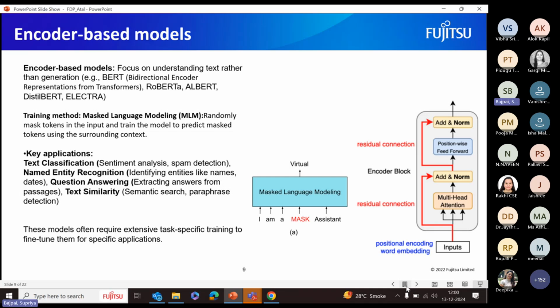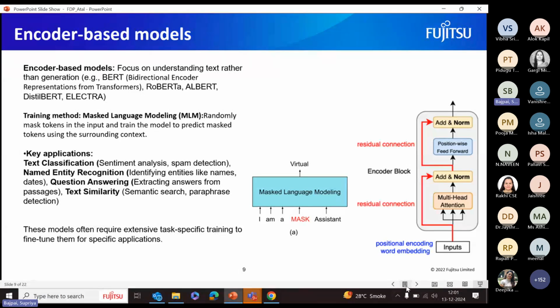Next is text similarity, which is for checking how similar two pieces of text are. Basically, this is done by semantic search. Semantic search means finding similar lines or text in a document which are similar in meaning to the query.